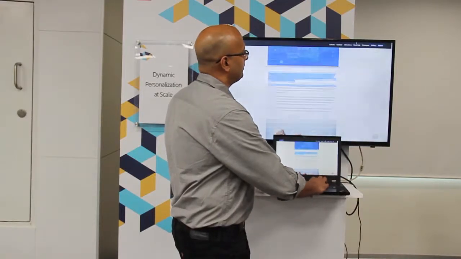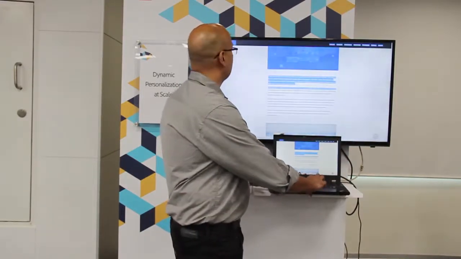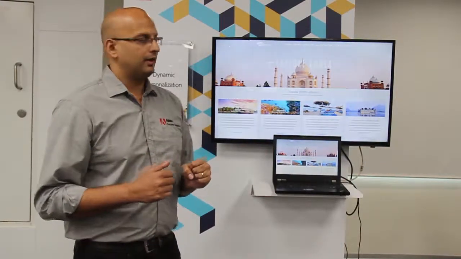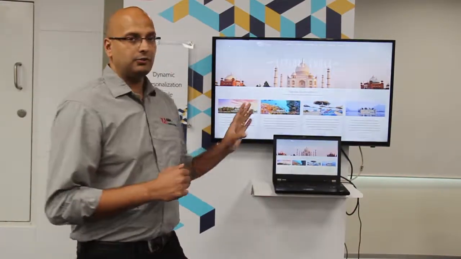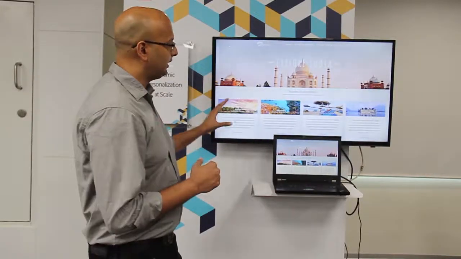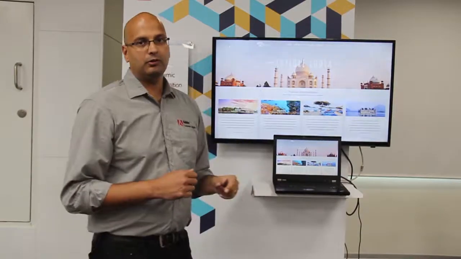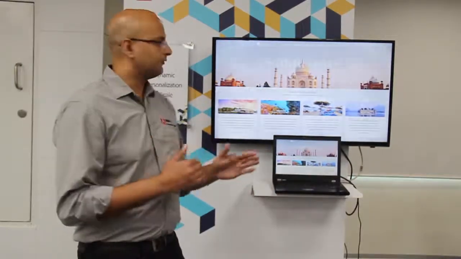Now, how it is done: people who know how Adobe Target works will believe that this can be achieved by the Adobe Target solution alone. Now, think about it. If I had to do this with Adobe Target, I would need to read each article manually and figure out, for leisure or for outdoor, which are the paragraphs that work for each of these articles.